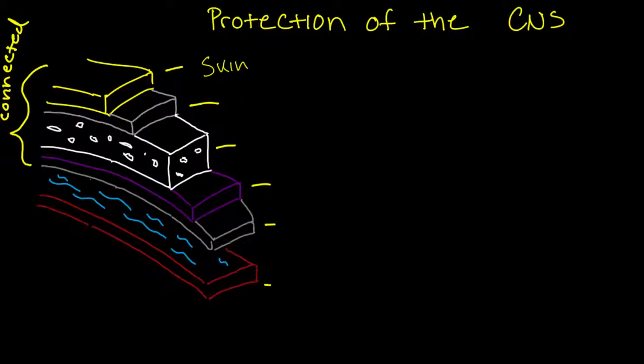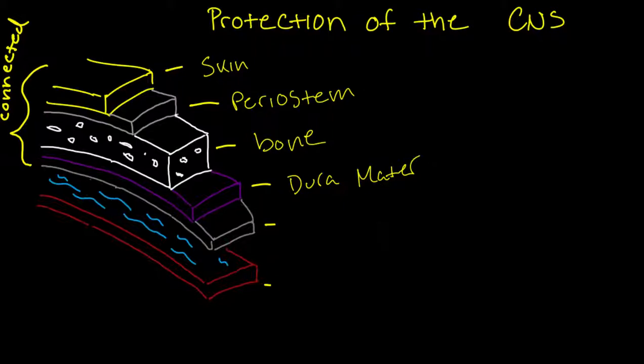which is our first or outermost layer. Following that, we have periosteum, which is the covering of the bone, which is our next layer, followed by the first layer of the meninges, which is the Dura Mater. Following that, we have the arachnoid, and these are all connected.